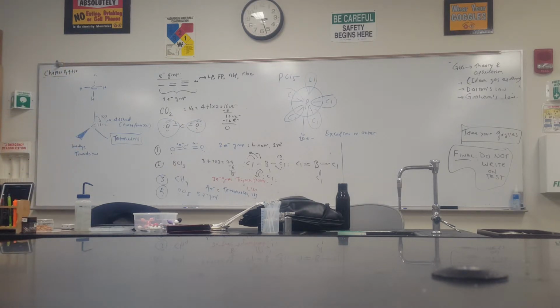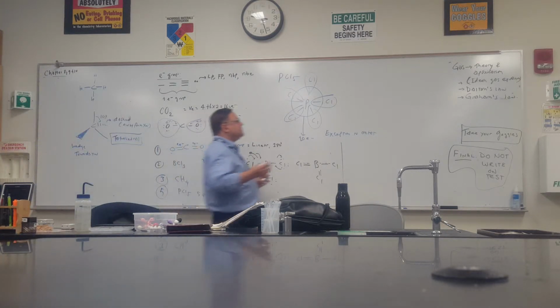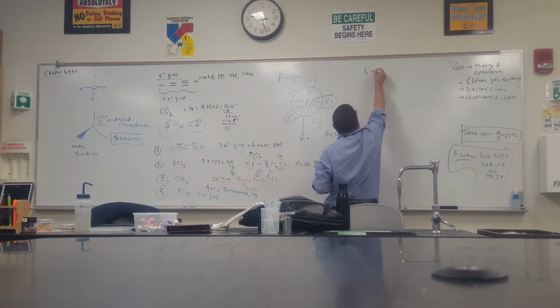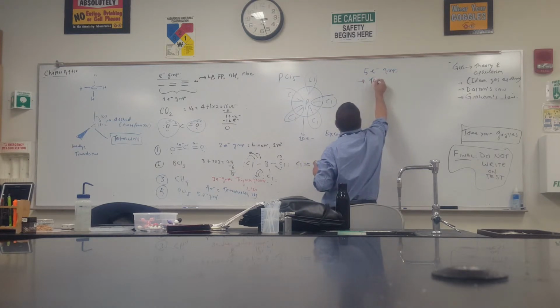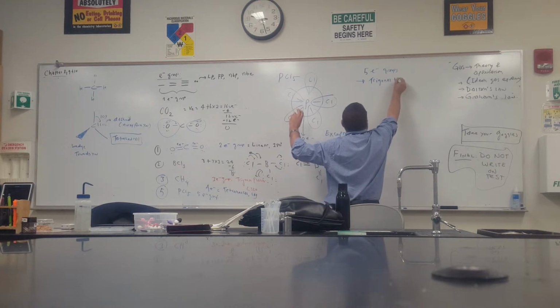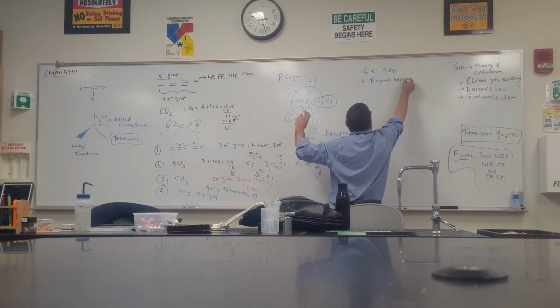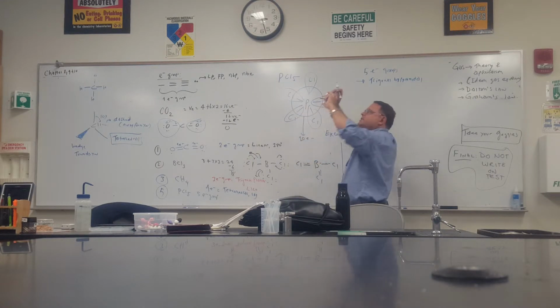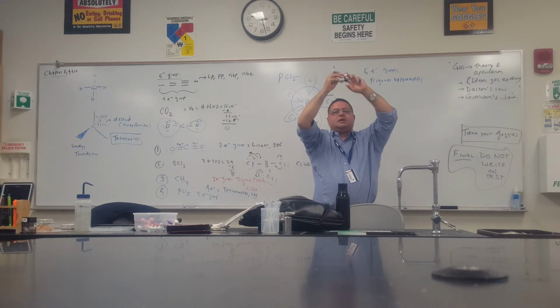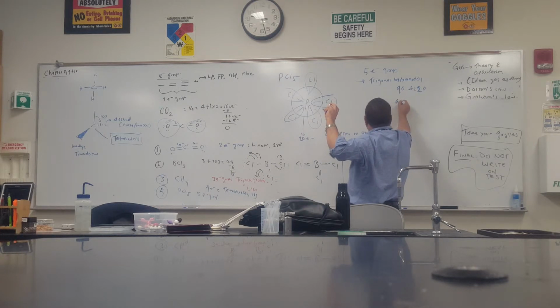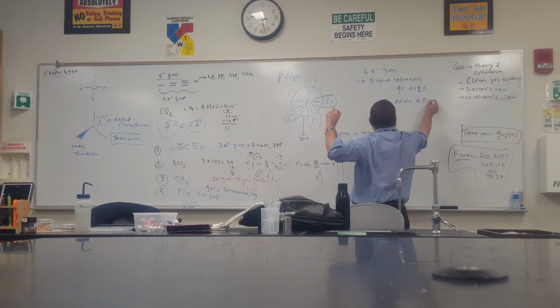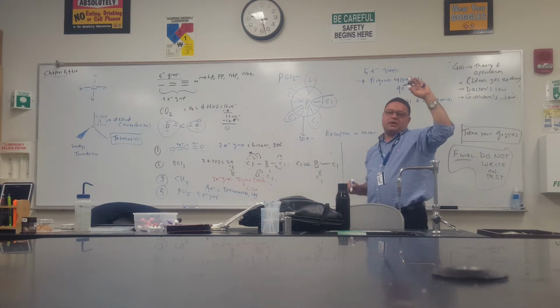Look right here. So you have 5 electron groups. This is called trigonal bipyramidal. And the angles are 90 and 120. And the atoms are axial atoms and equatorial atoms.